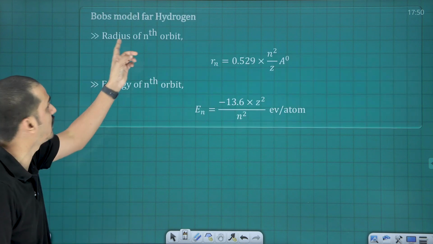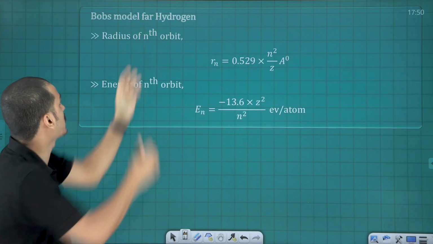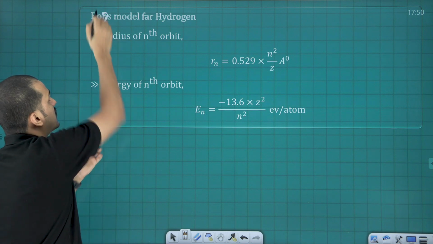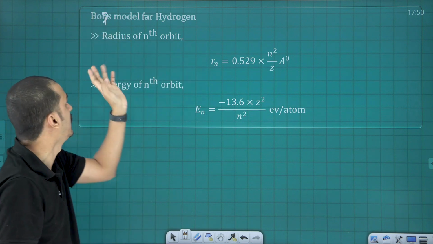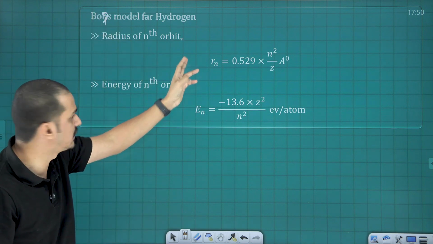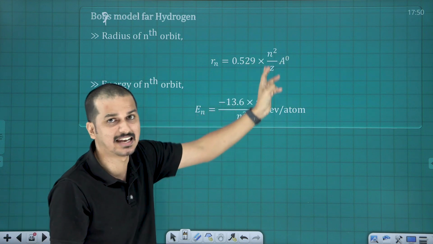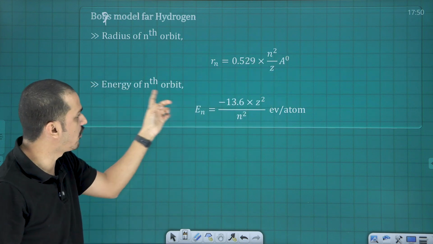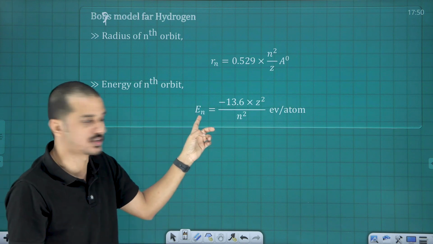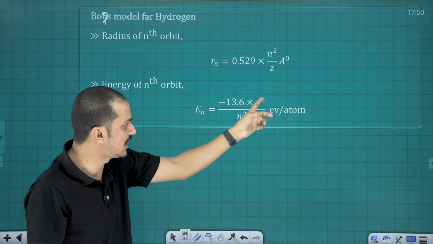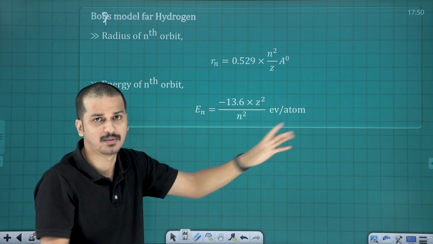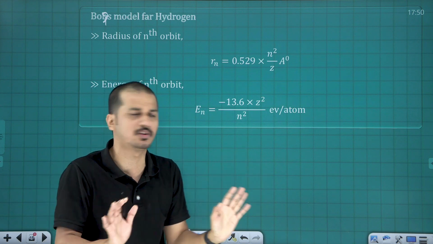Then one more formula you have to remember, about Bohr's model of the atom, Bohr's model of the hydrogen spectrum. The radius of the nth orbit is Rn equal to 0.529 into n square by Z angstrom. And the energy of the nth orbit is equal to minus 13.6 into Z square by n square electron volt per atom. That series of formulas you have to remember.